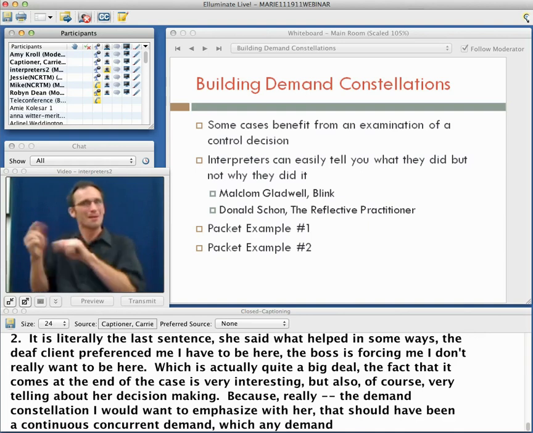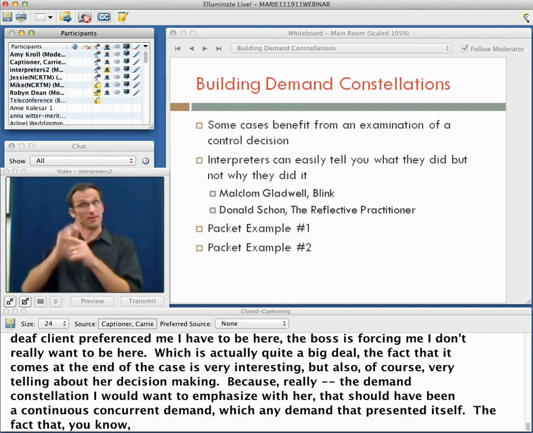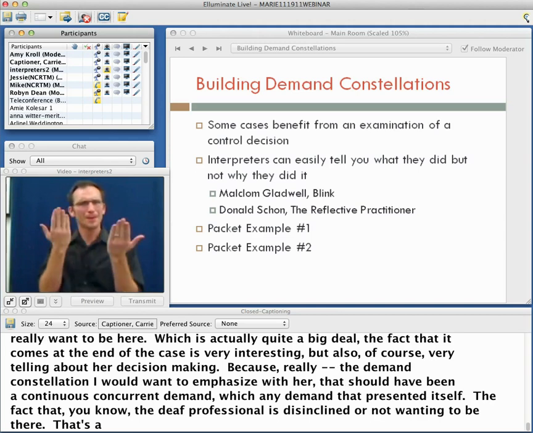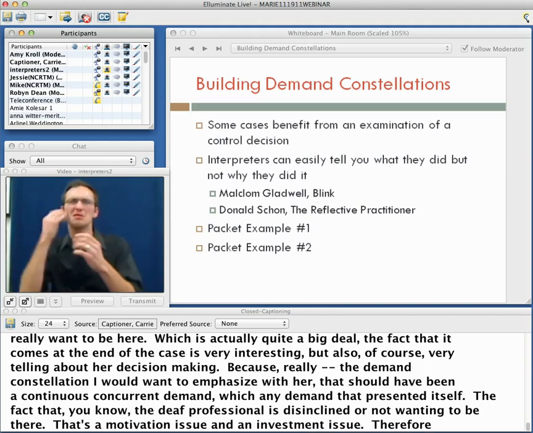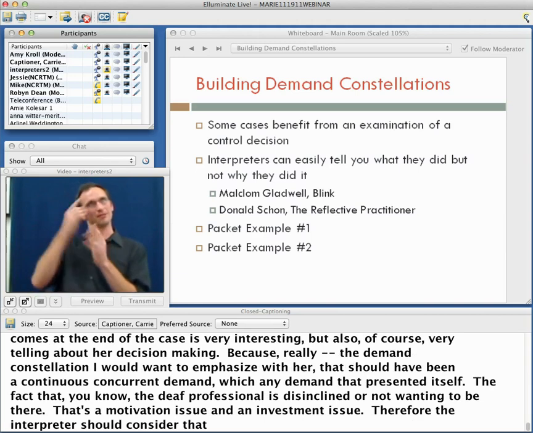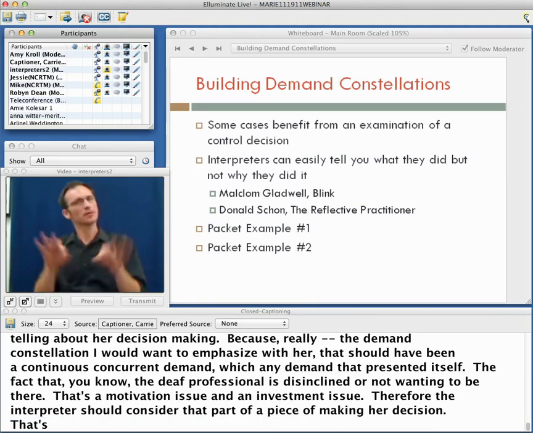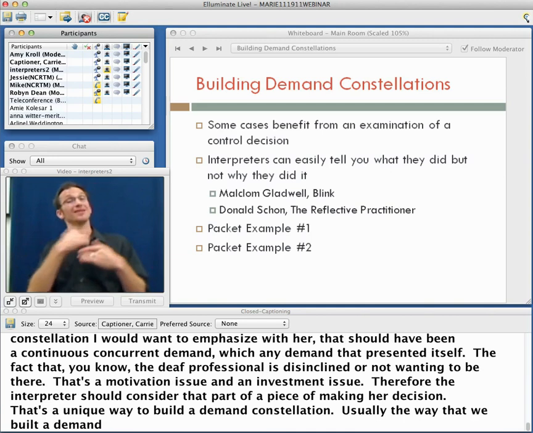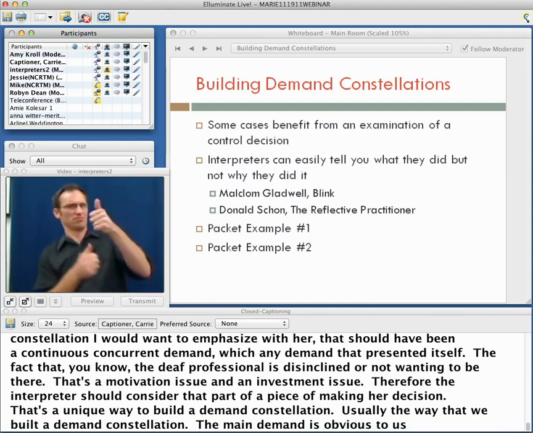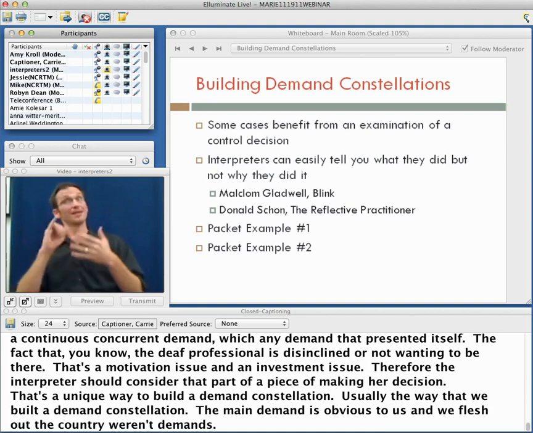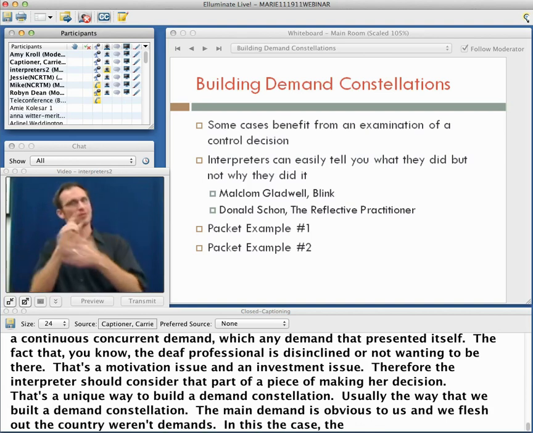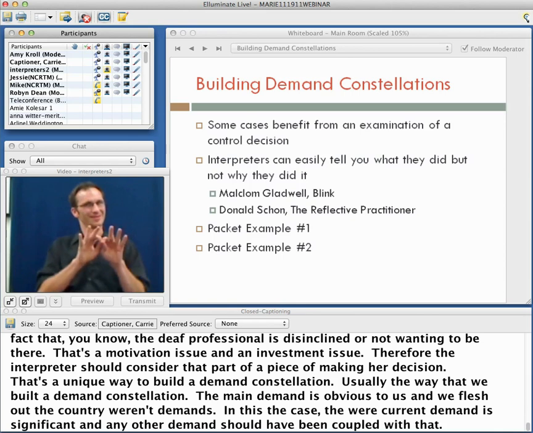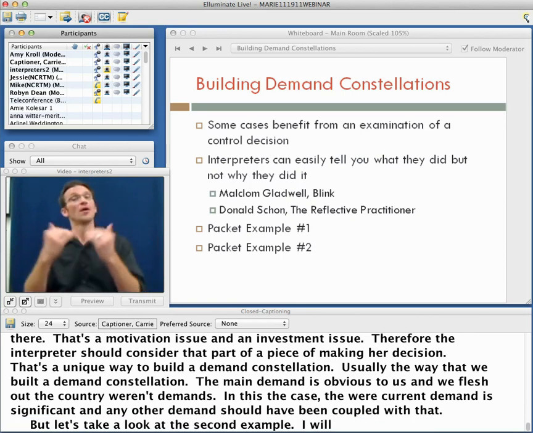The fact that this deaf professional is disinclined or not wanting to be there, well, that's a motivation issue and an investment issue, and therefore the interpreter should consider that as an important piece of making her decisions. So that's actually a unique way to build a demand constellation. Usually the way we build a demand constellation is the main demand becomes evident to us, and then we flesh out the concurrent demands. In this case, actually it's the opposite. The concurrent demand is pretty significant, and really any main demand that emerged should have been coupled with that. But let's take a look at the second example, and I'll go ahead and read this along.